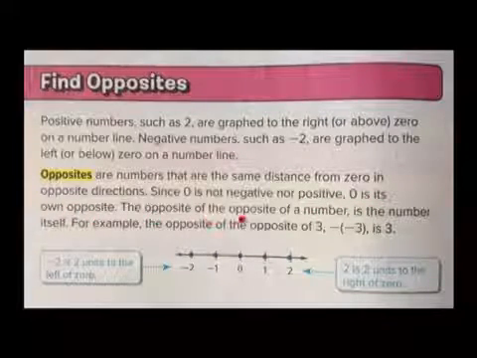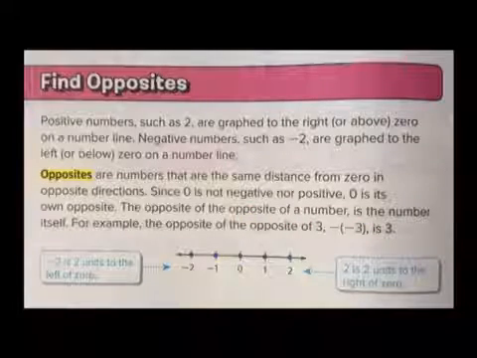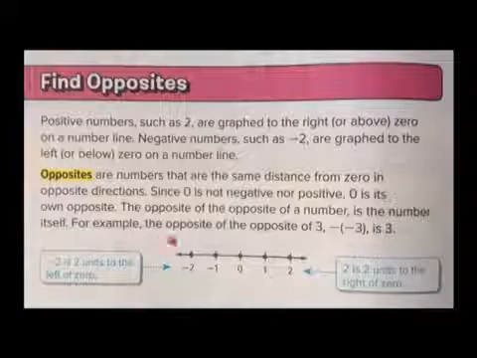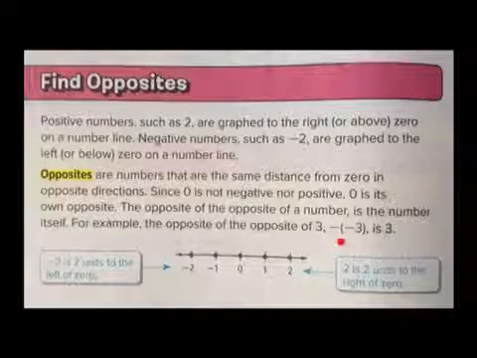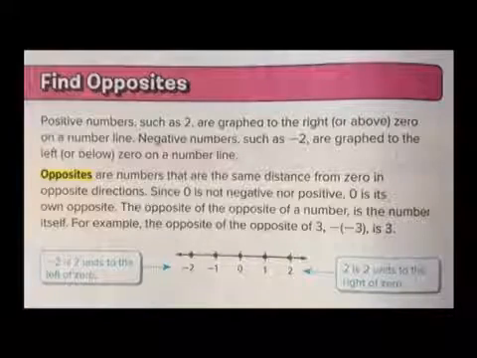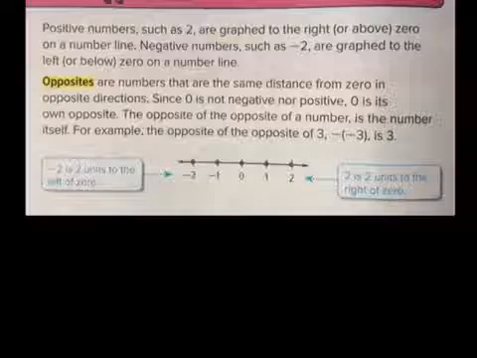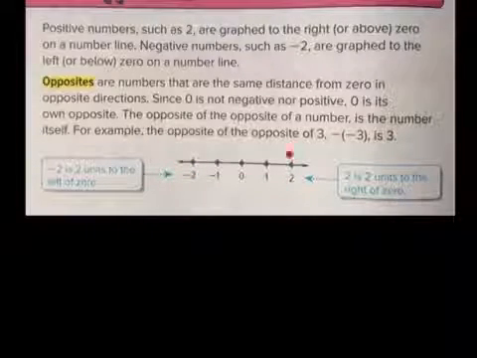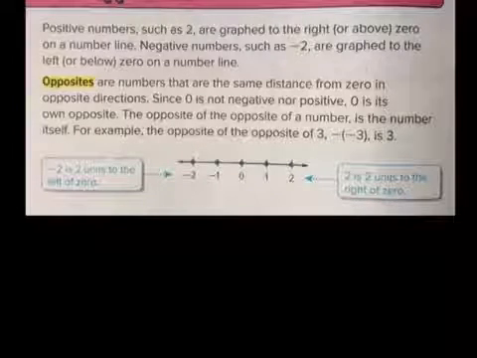The opposite of the opposite of a number is the number itself. For example, the opposite of the opposite of 3, which is -3, is 3. -2 and 2 are opposite numbers here. We have -2 and positive 2. They're both the same distance from 0, and that's all we really needed you to learn. And this is on a number line.